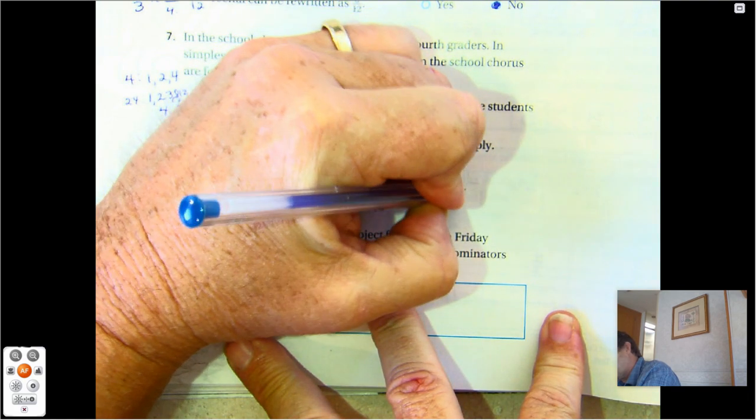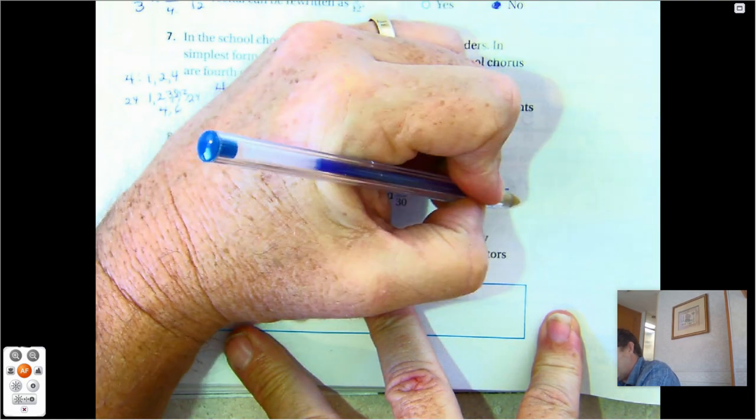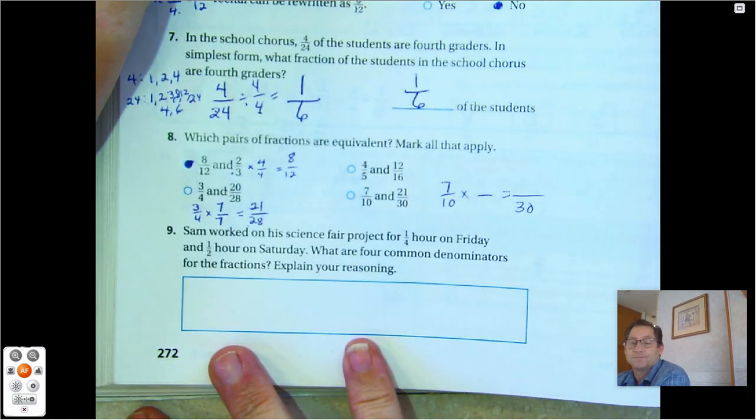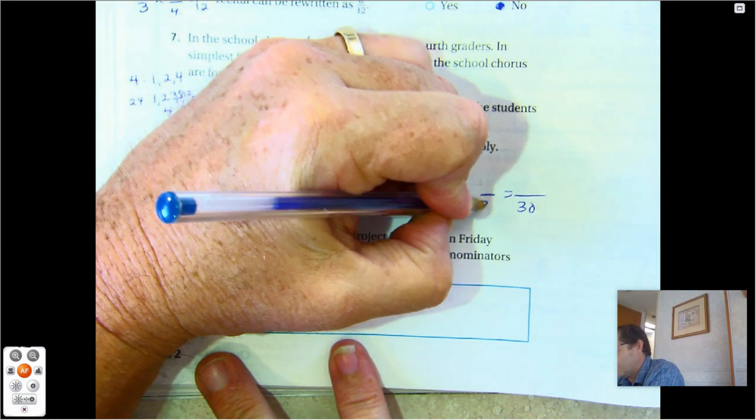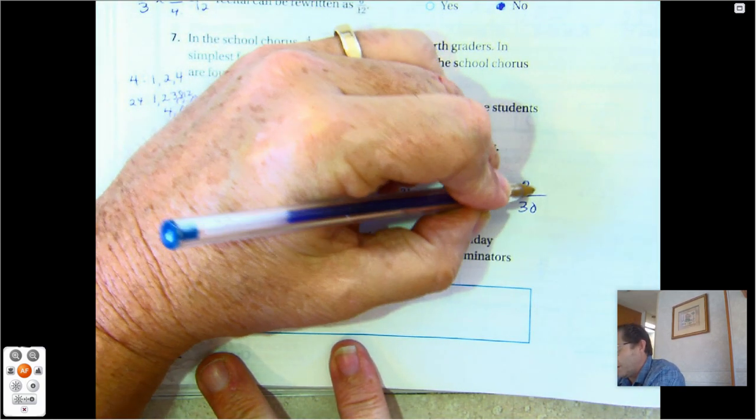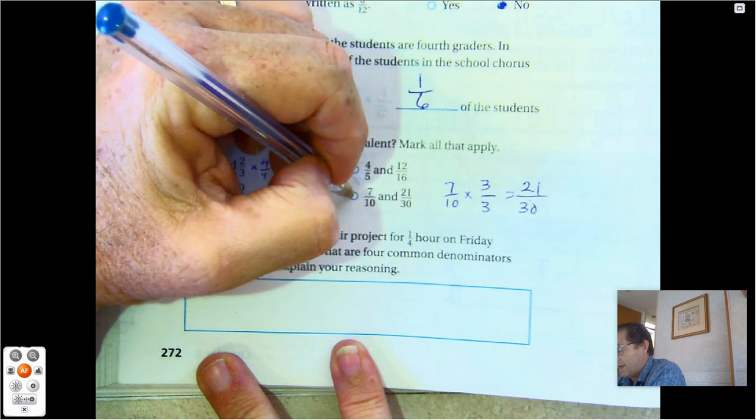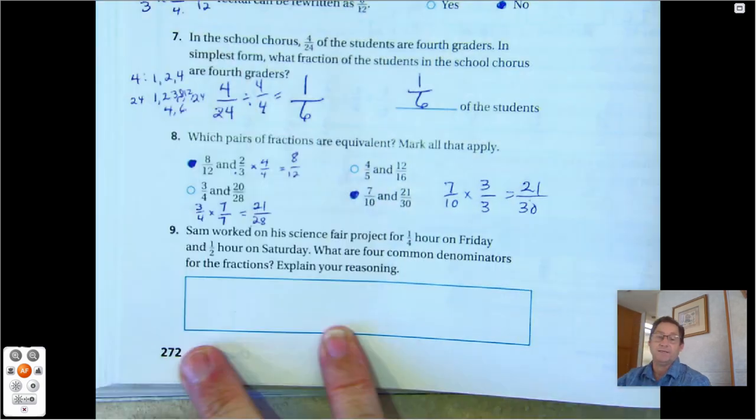And 7/10 times what would give you 30ths? 3. 10 times 3 is 30. 7 times 3 is 21. So those two do match. So they're equivalent.